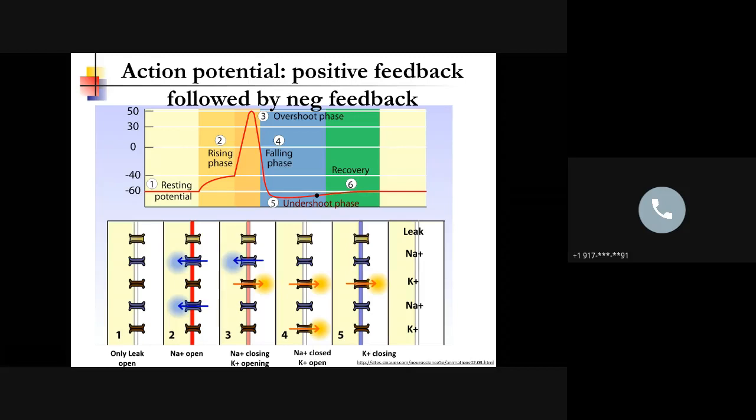A runaway positive feedback system will cause an explosion, and that's not good. So we avoid an explosion because sodium channels start to close and potassium channels open, and then we have here what's regarded as an overshoot. I don't really know why they call it an overshoot, because again, it doesn't reach the sodium reversal potential, and then we have an undershoot at the end, and then we get back eventually to resting membrane potential.